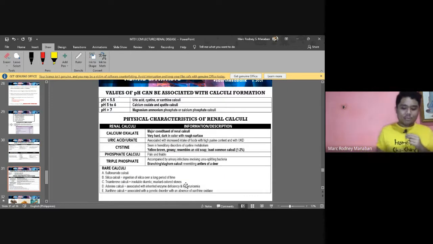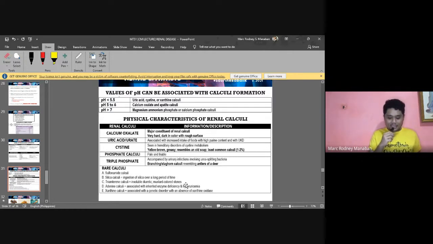Now we go to the values of pH. Again, those with acidic pH will precipitate, of course, uric acid, cystine or xanthine calculi. pH 5 to 6, you have CaOx and apatite. And for pH greater than 7, alkaline, of course, the struvite or calcium phosphate. So same as regular, it follows the crystals in this discussion. So they are pH dependent. Okay? So those acidic crystals precipitate in acidic pH to form the renal calculi. And those alkaline crystals, alright, precipitate in alkaline pH to form the renal calculi.